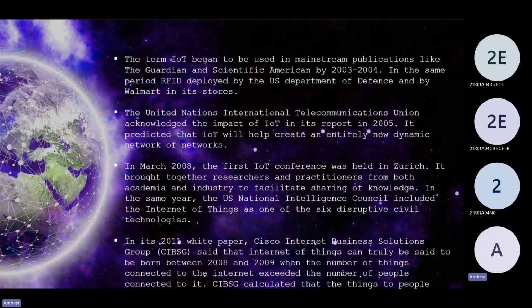And then the US implemented that, and later the International Telecommunication Union of the United Nations acknowledged the impact of IoT in a report in 2005. It predicted the creation of an entirely new dynamic network of networks. Then in March 2008, the first IoT conference was held in Zurich, which brought together researchers from both academia and industry to share knowledge.